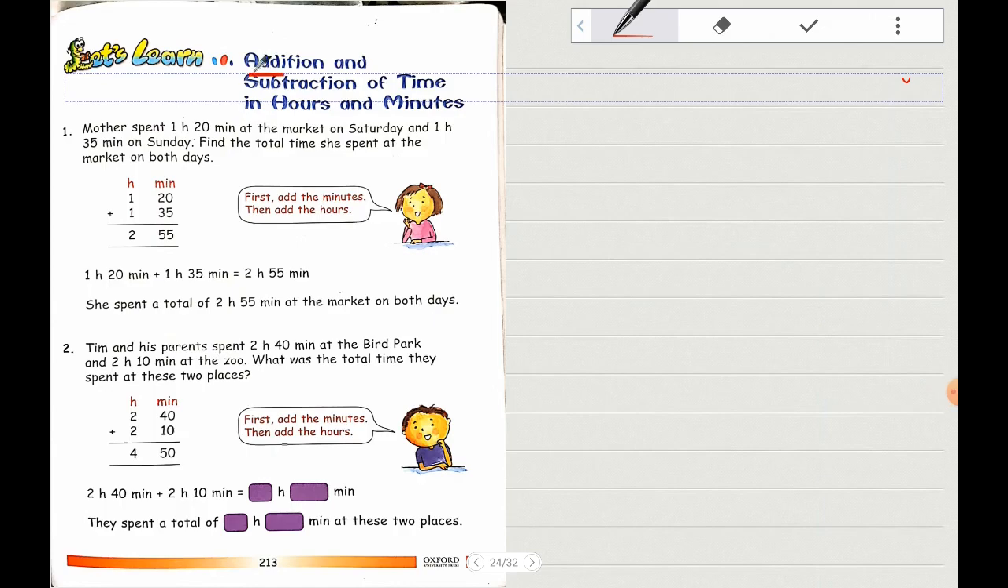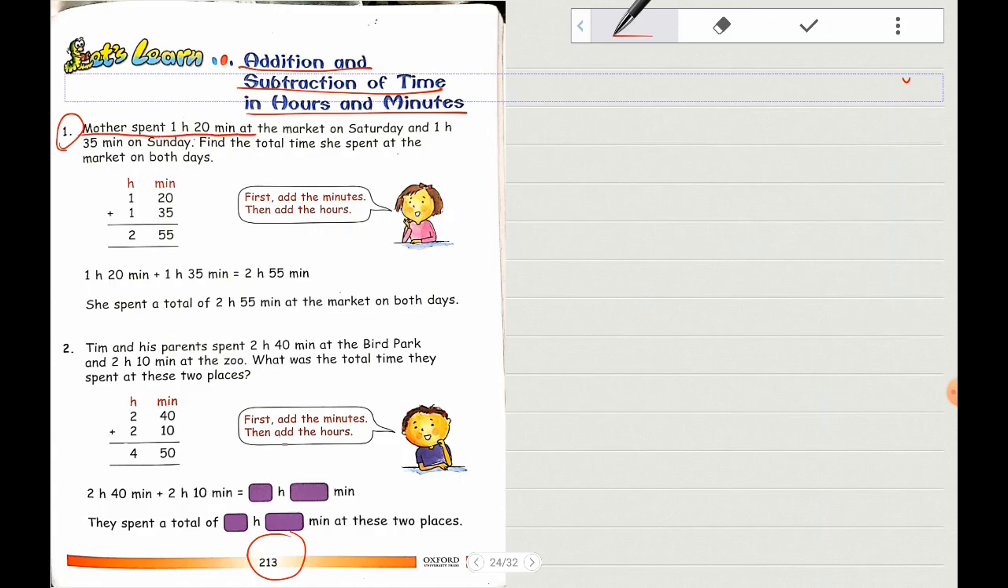Today, we are going to start our next topic, addition and subtraction of time in hours and minutes. To understand this topic, let's look at the examples from textbook page number 213, question number 1. Let's start reading this question.